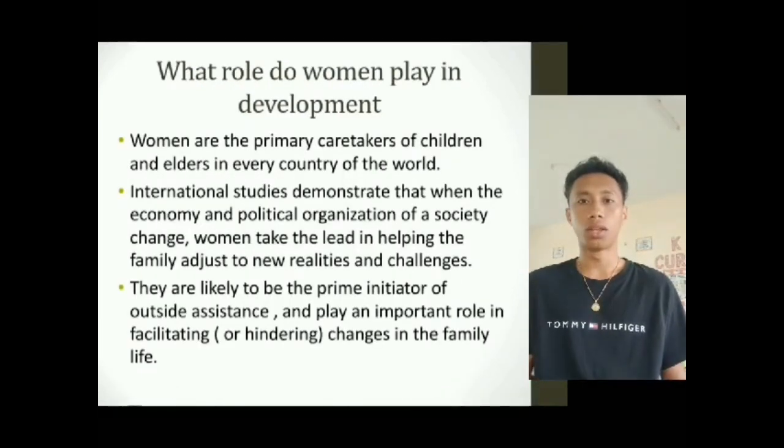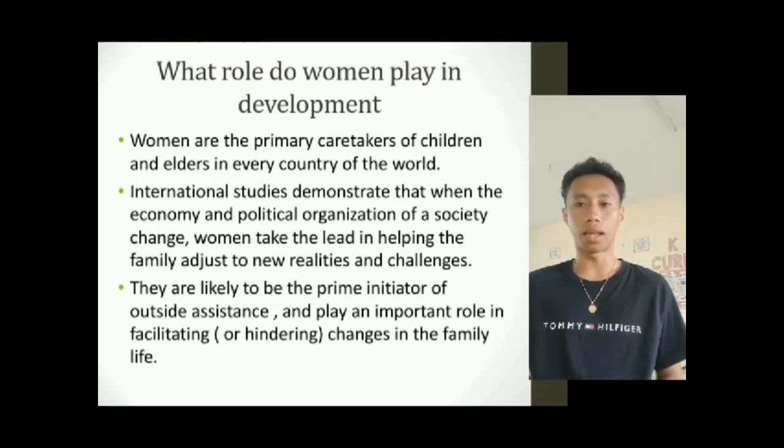What role do women play in development? Women are the primary caretakers of children and elders in every country of the world. International studies demonstrate that when the economy and political organization of a society change, women take the lead in helping the family adjust to the new realities and challenges. They are likely to be the prime initiator of outside assistance and play an important role in facilitating or hindering change in family life.